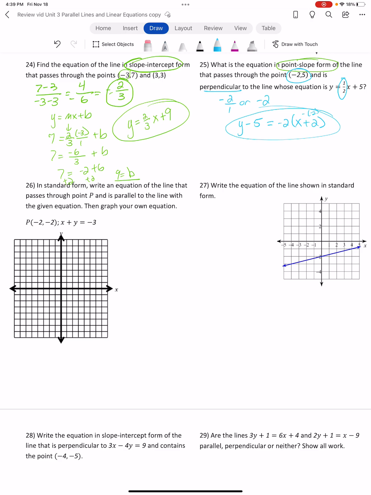This one, I don't know why I put a graph there. It's standard form: write an equation of the line that passes through point P and is parallel to the line given. So first off, I take my standard form and I find the slope.